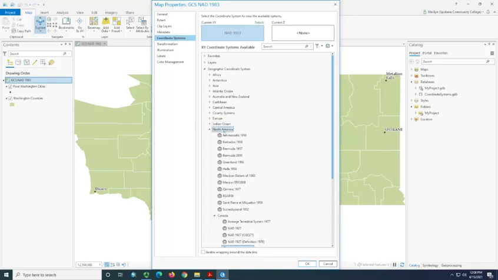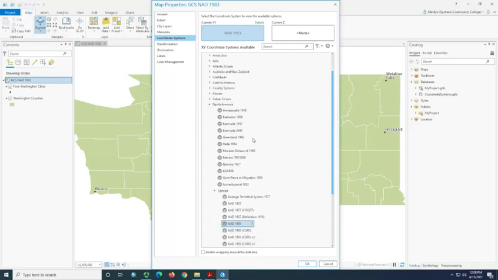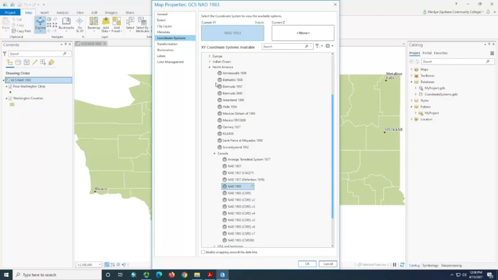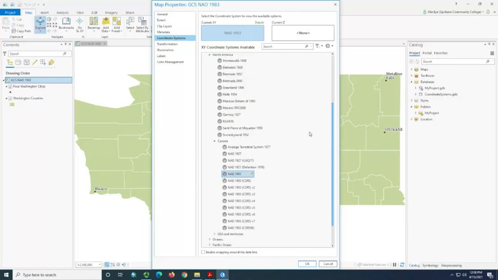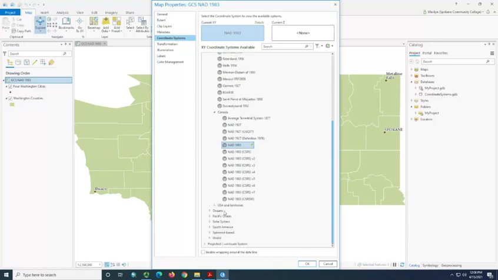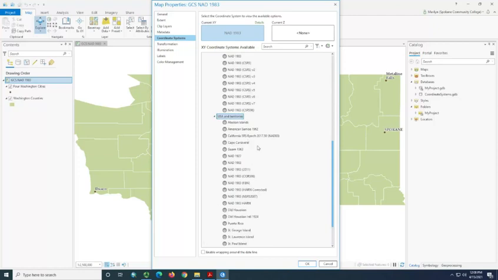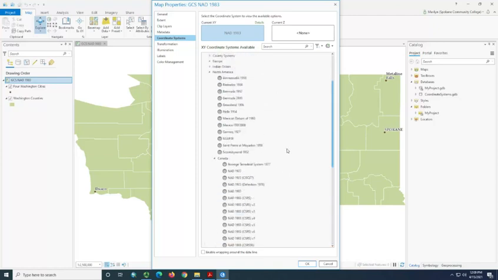And so for us, we're looking in North America and Canada to find NAD 1983. Okay, and we're just using the straight up plain one. And USA and territory should also have NAD 1983. There it is. Same thing. It's just listed because it works well for Canada and for the US.